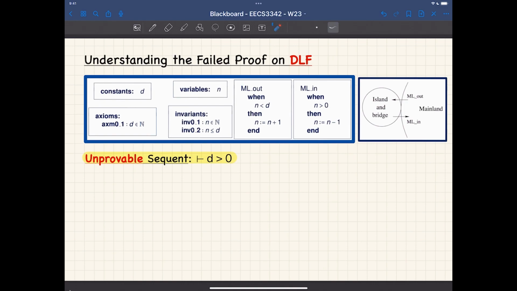And we want to dive a little bit deeper into it. Okay? So what we want to do is this. When we say this is unprovable, that means the negation of this particular goal that we want to prove may be violated.